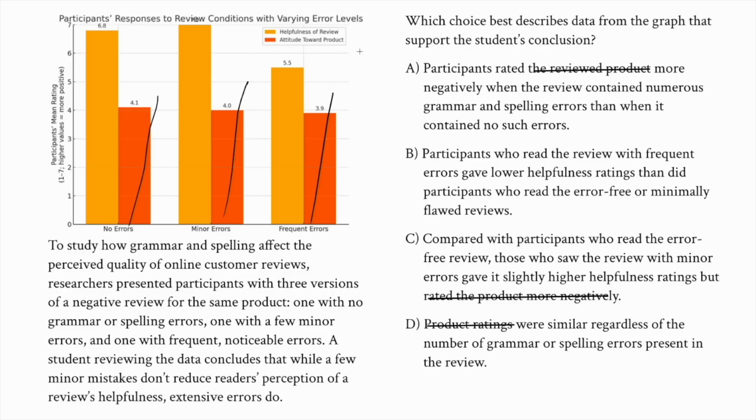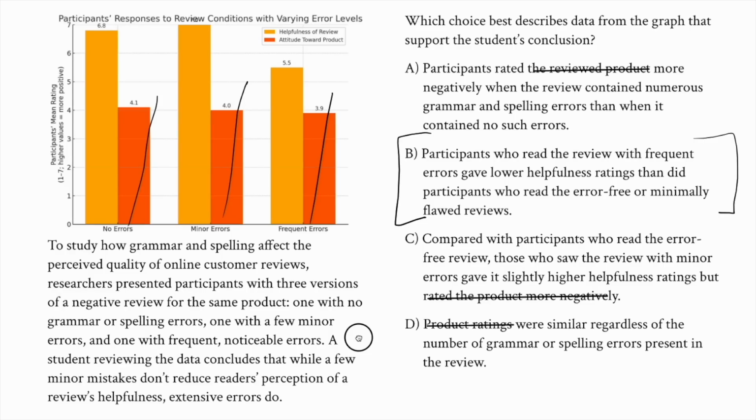Okay, and so given that we're only focusing on the helpfulness of the review, it really needs to be answer choice B, but let's just double check. Participants who read the review with frequent errors gave lower helpfulness ratings than did participants who read the error-free or minimally flawed reviews. And so that does check out. But I would say in terms of checking for accuracy, that's something we do to confirm that we have the right answer after we've found the answer choice that is relevant and eliminated the 3 that aren't relevant.